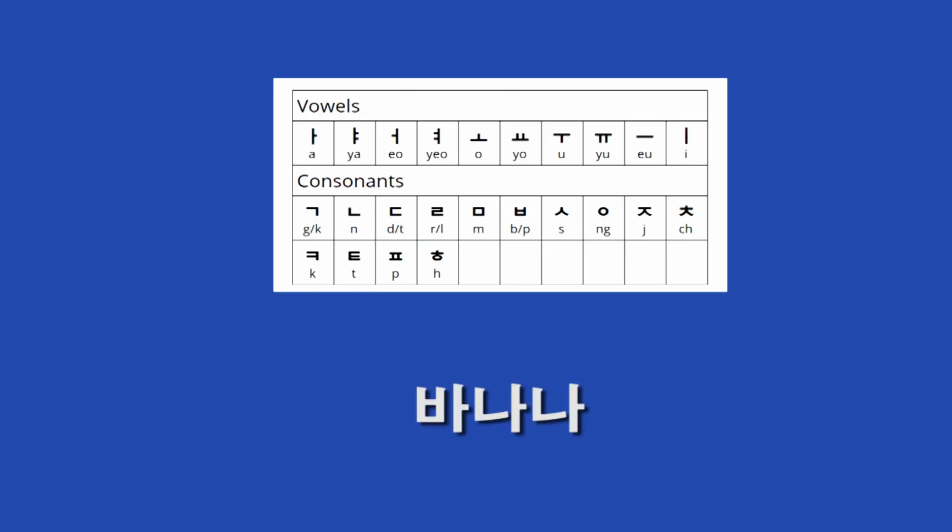B and a, which makes pa. N and a, na. N and a, same, na. Banana, banana. You have already seen this word. The vowels used on the banana is all the vertical vowels.